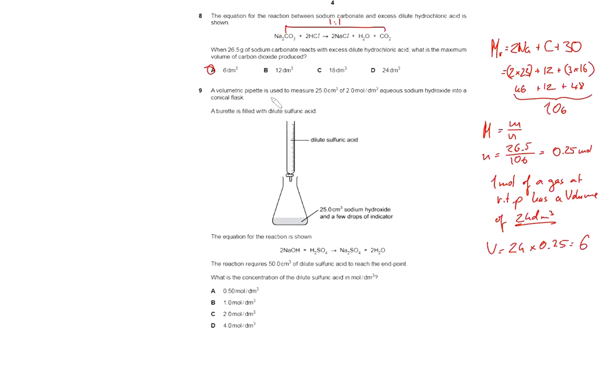Number 9, a volumetric pipette is used to measure 25 centimeter cube of 2 mole per decimeter cube aqueous sodium hydroxide into a conical flask. The burette is filled with dilute sulfuric acid. The equation for the reaction is shown. 2NaOH plus H2SO4 gives Na2SO4 plus H2O. The reaction requires 50 centimeter cube of dilute sulfuric acid to reach the endpoint, to neutralize it. What is the concentration of the dilute sulfuric acid? So we can again do a mole calculation here, another mole question.